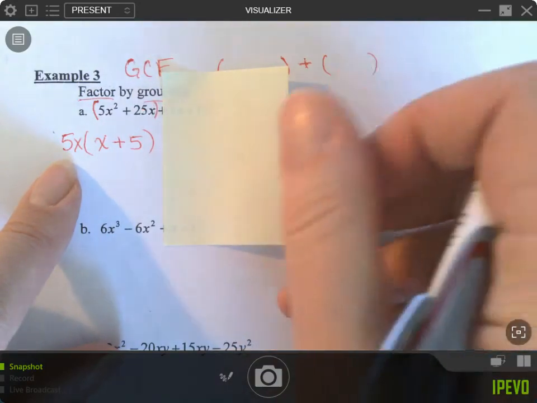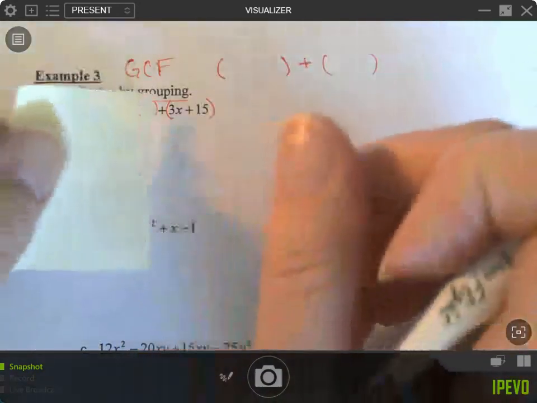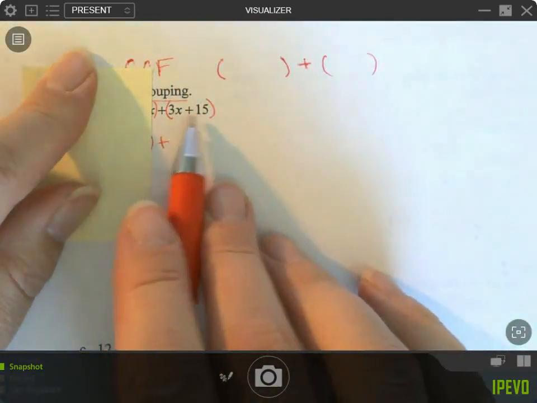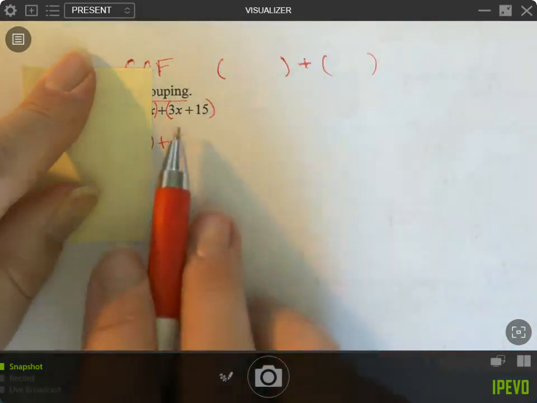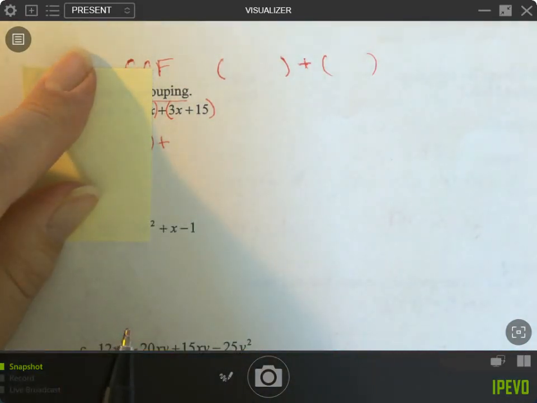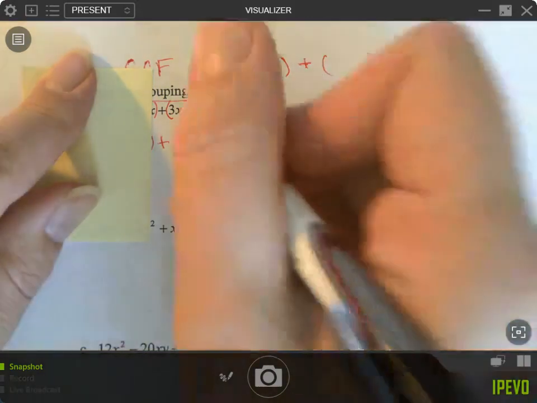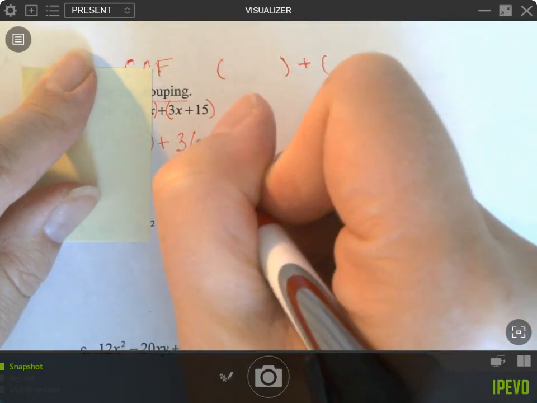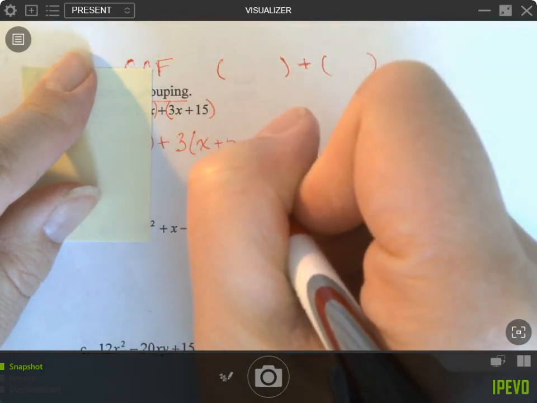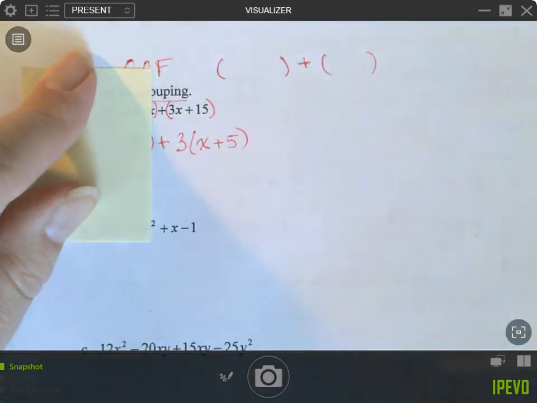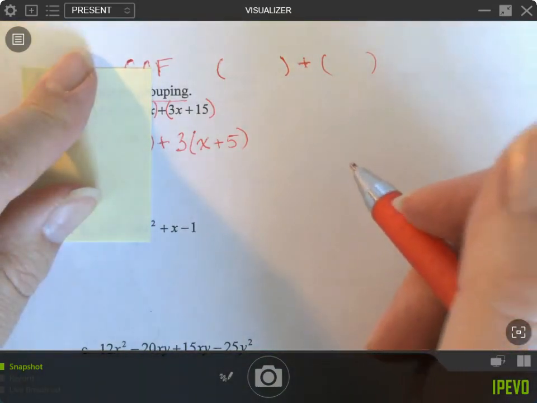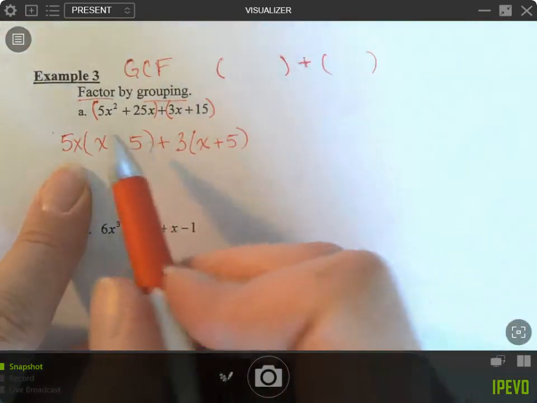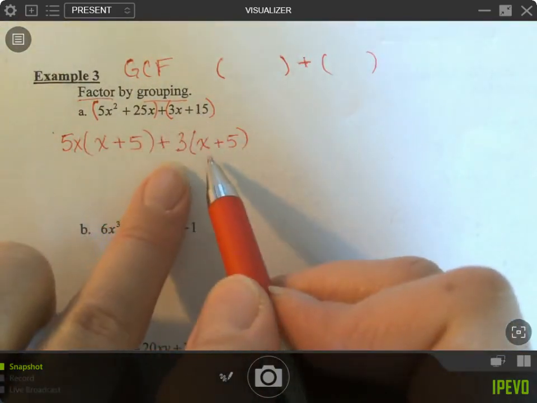Now, I'm going to cover this up and focus on this. I'm bringing down my plus sign. What do these 2 have in common? The 3x and the 15? They don't divide by 5. What do they divide by? 3. Now, if I take a 3 out of both of these and divide, what do I have? X plus 5. So, do we see that it goes from here and it goes to here?